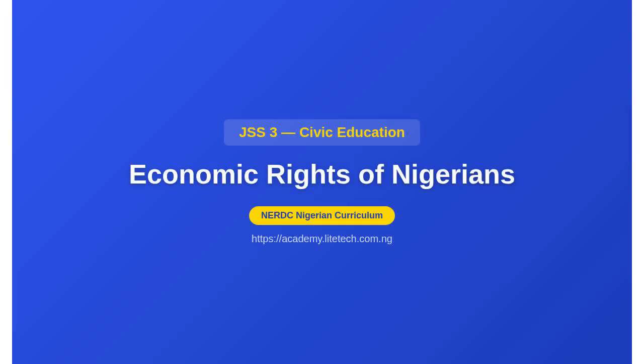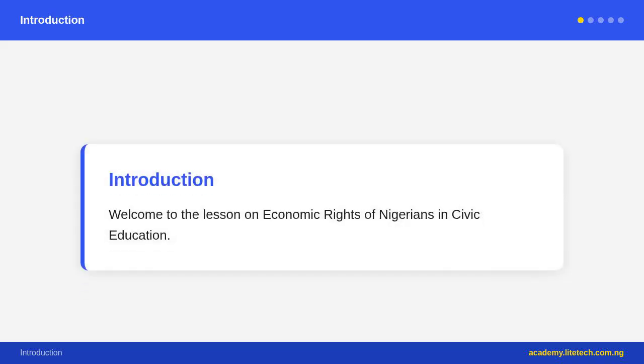Today we study the economic rights of Nigerians, the rights that relate to economic well-being, work, and livelihood. What are economic rights? Economic rights are rights that relate to a person's economic well-being, their ability to earn a living, have a decent standard of life, own property, work in fair conditions, and participate in the economic life of the country. Economic rights are a category of human rights.